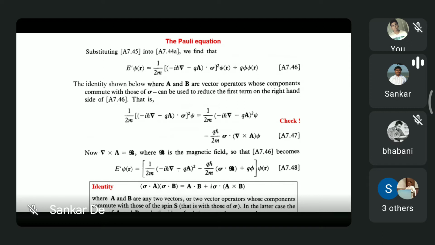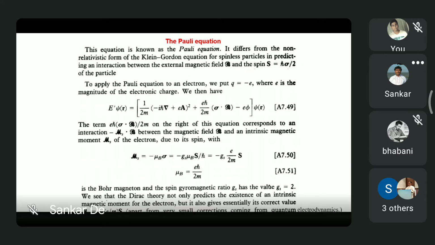So we went to this Pauli's equation. We solved for this equation in the non-relativistic limit, and while solving it using this identity, we also defined the magnetic field B as curl of A, and therefore we got something very nice, that is the dot product between sigma and B. And after having these terms, this is different from the non-relativistic part of the Klein-Gordon equation, in that now we can predict an interaction between the external magnetic field and the spin, which is defined here as S equal to psi dagger sigma by 2.